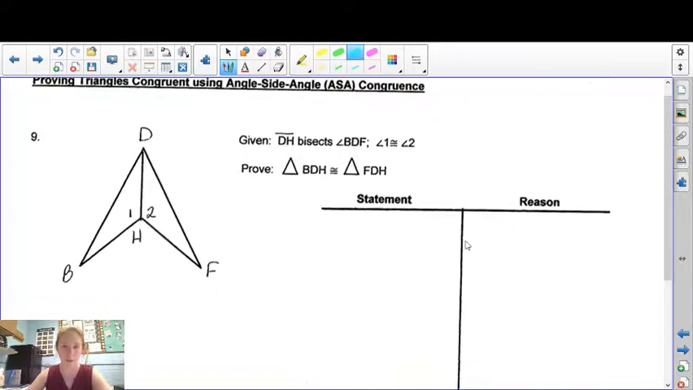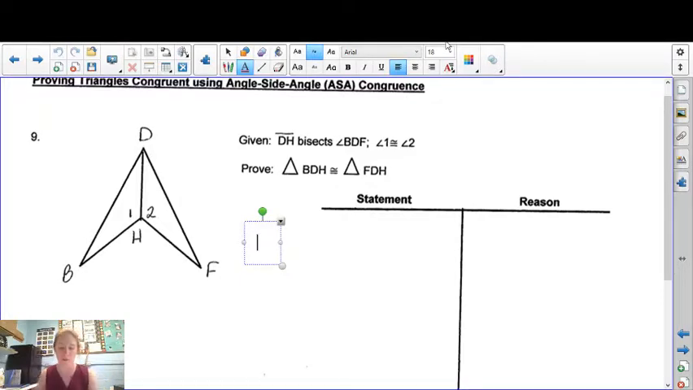Okay, so let's go ahead and make a proof. And again, I'm probably going to type as much as I can because I have really bad handwriting on the computer. The first statement, as always, is what's given to us. So 1.